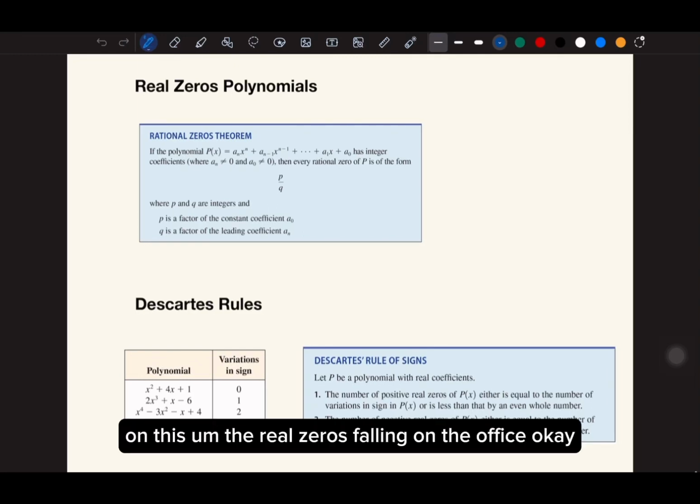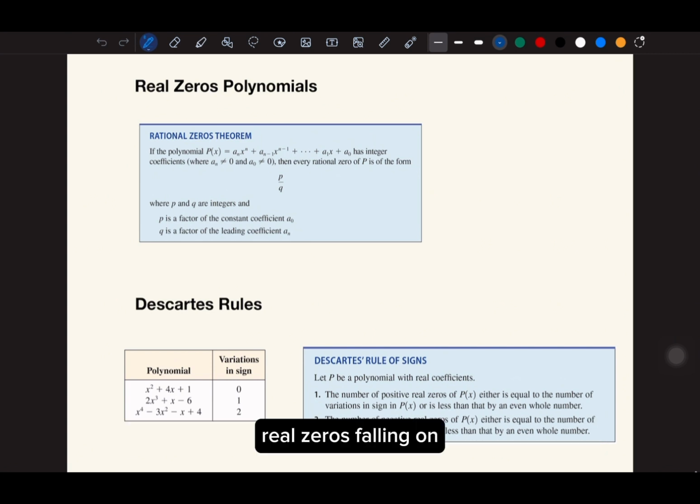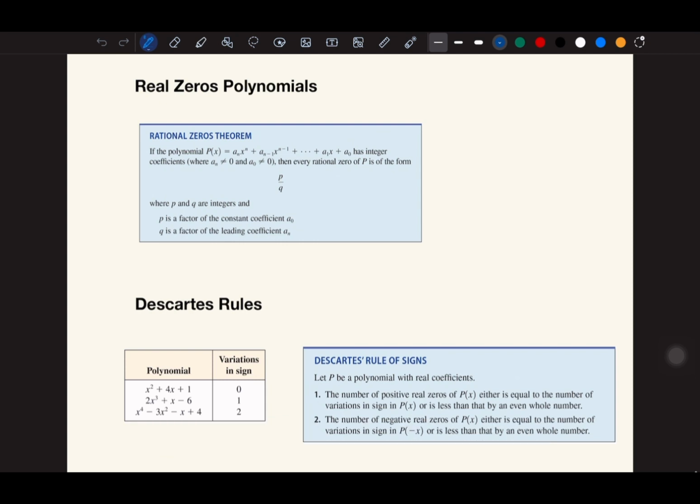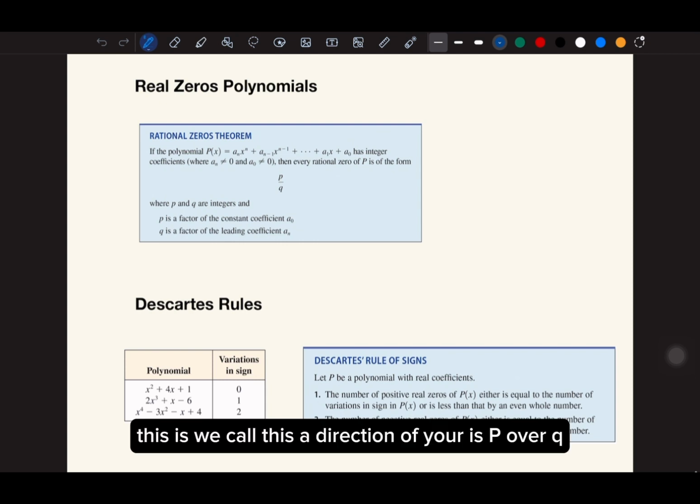On this, the real zeros of polynomials. So what is the application, or what can you do from the real zeros of polynomials? This is really essential. I could even say it's really helpful if you want to find zeros for every polynomial you can find. What you can do first is take the p over q here. We call this a rational zero.